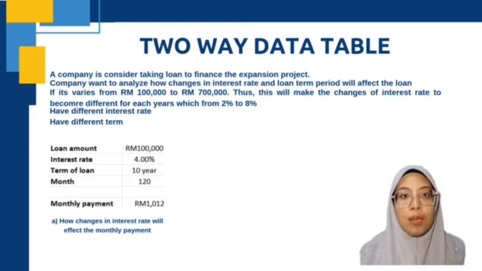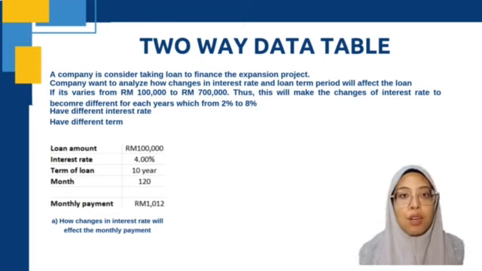First, we use the PMT function in Excel to calculate the monthly payment for the loan based on the interest rate, loan amount, and loan term. Then, we set up the rows for loan amounts starting from 100,000 ringgit to 700,000 ringgit, and then the columns for interest rate ranging from 2% to 8%. Finally, go to Data, select What-If Analysis, and select Data Table. We'll include the rows and columns to calculate payments for every possible combination of loan amount and interest rate.